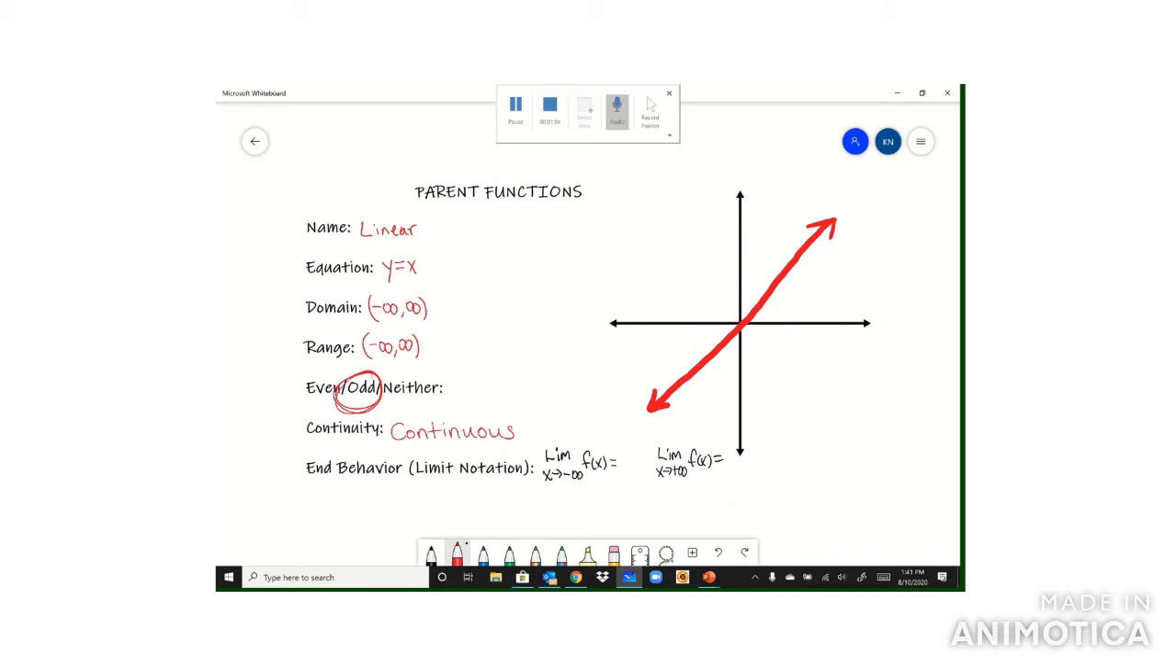And then the end behavior, if you go left, you're going down to negative infinity, and if you go right, you're going up to positive infinity. So that is linear.